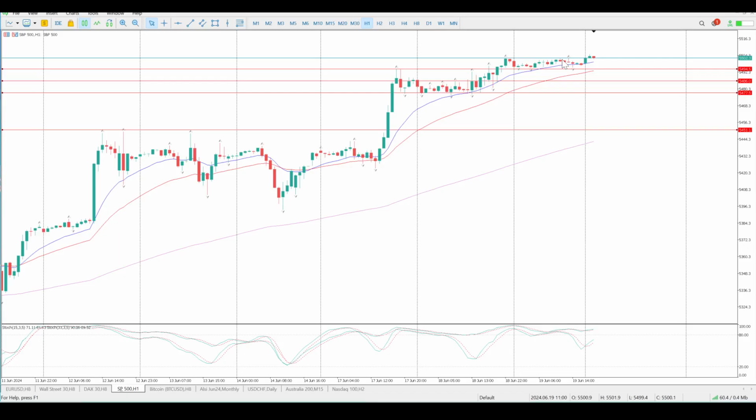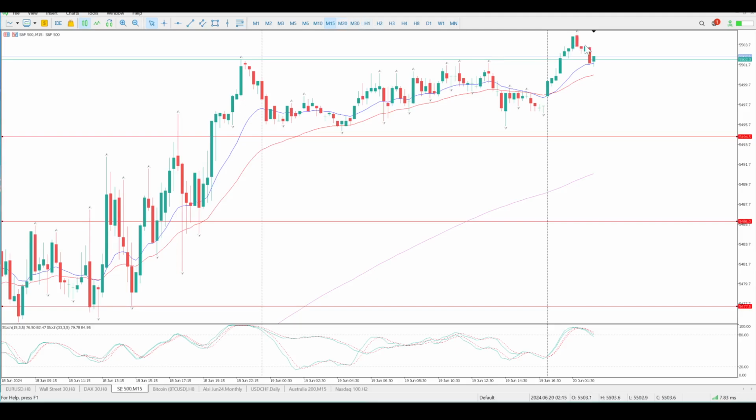I would be interested in longs at a retest at any of these levels. I don't think we're going to get all the way down to 54.50, but there are some gaps down there which I haven't closed, so you need to just keep that in the back of your mind as well.